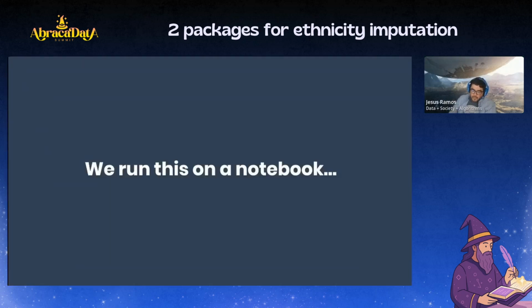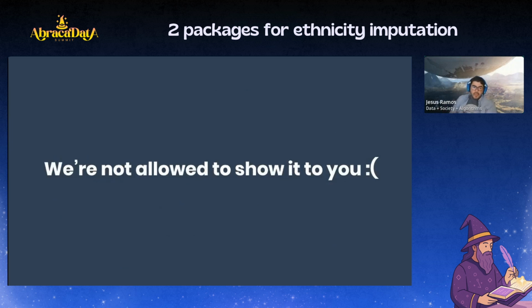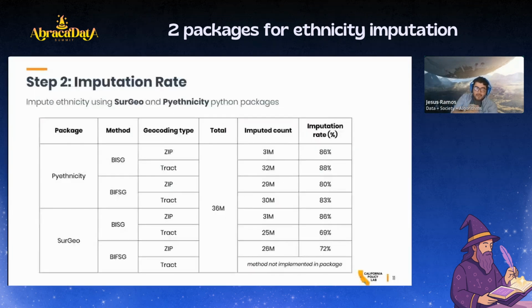Now, we run this in a notebook, but this is the part that I'm not allowed to show you because we're linking social security numbers. I have those in the clear, but don't worry, we have the appropriate clearances. They're not hashed, so I'm not allowed to show them. But I'm going to show you the results of the imputation.